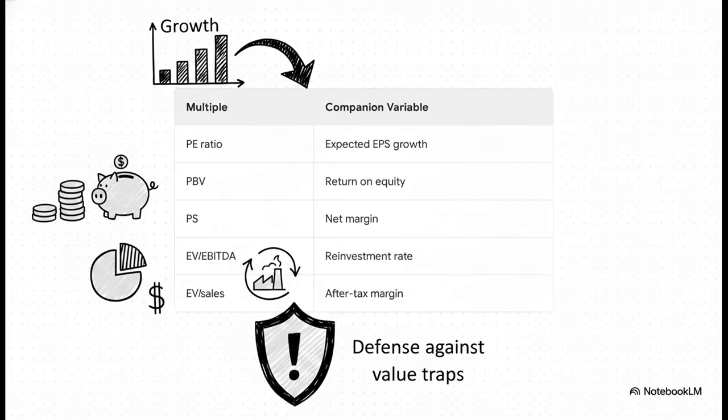This means if you see a stock that looks unbelievably cheap just because it has a low multiple, you must check its companion variable first. Like we said earlier, a stock with a low price-to-book ratio isn't necessarily a hidden gem. It probably just has a horribly low return on equity. Understanding these companion variables is quite literally your ultimate defense against buying into value traps.